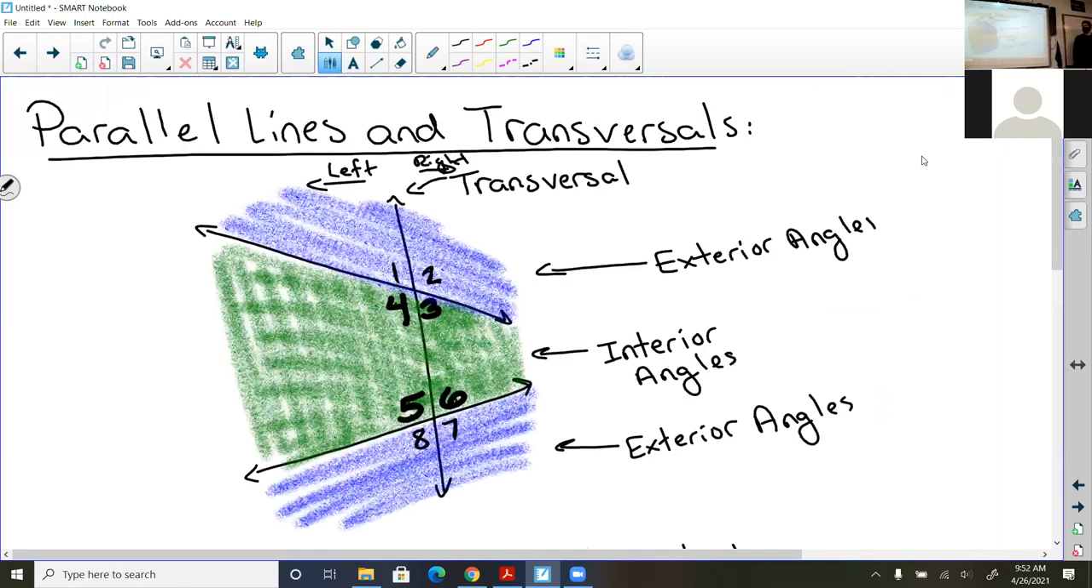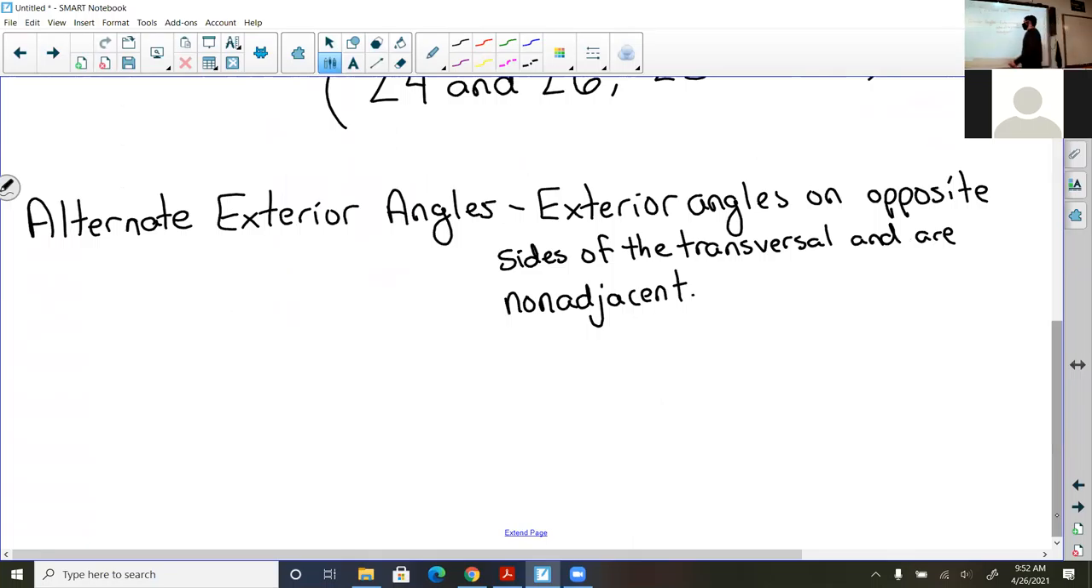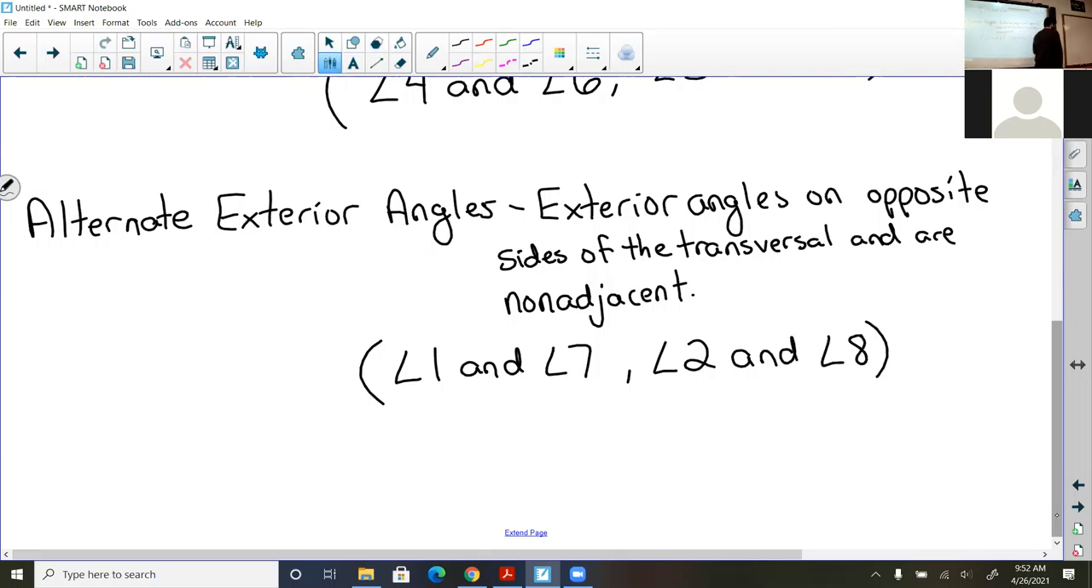So looking at this picture, the exterior angles are in blue. So 1, 2, 7, and 8. On opposite sides: 1 and 2 are on opposite sides. 7 and 8 are on opposite sides. 1 and 7 are on opposite sides. And 2 and 8 are on opposite sides. Now for the ones that are non-adjacent, 1 and 2 and 7 and 8 are both considered adjacent to each other because they share that side. So therefore, the only two pairs of alternate exterior angles are going to be 1 and 7 and 2 and 8.